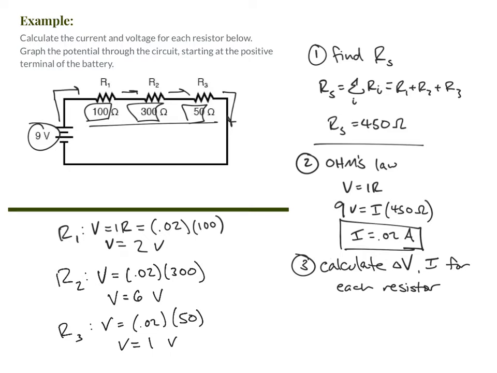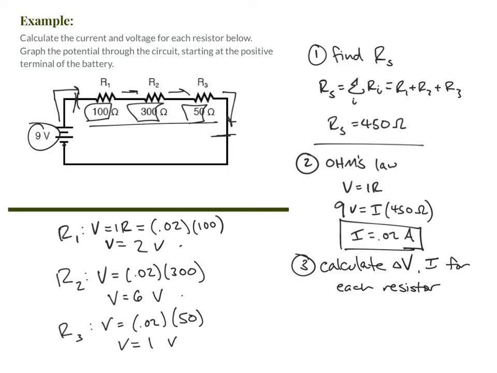Now, a way to check yourself here is to see that the potential difference across all 3 of those resistors should be the potential difference across the circuit. And if you look, that is correct. You got 2 plus 6 plus 1 is 9 volts. So as the electrons go around the circuit, they lose all of their energy to get back to the battery so that they can be energized again.